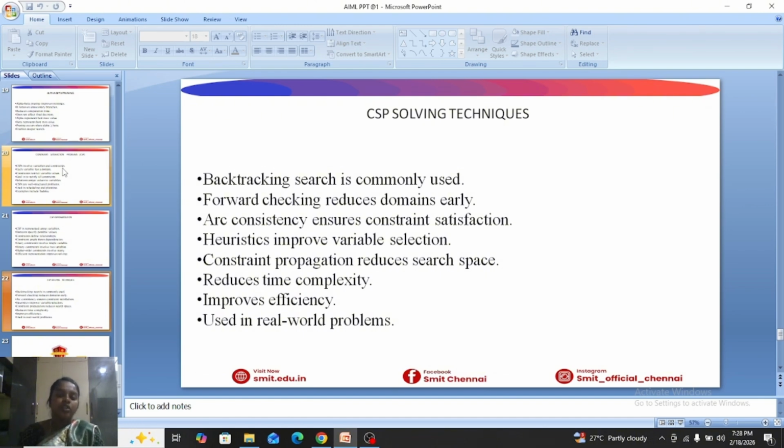Next, CSP solving techniques. Backtracking search is commonly used. Forward checking reduces domains early, and arc consistency ensures constraint satisfaction. Heuristics improve variable selection. Constraint propagation reduces the search space, reduces time complexity, improves efficiency, and is used in real world problems. These are the solving techniques for CSP.